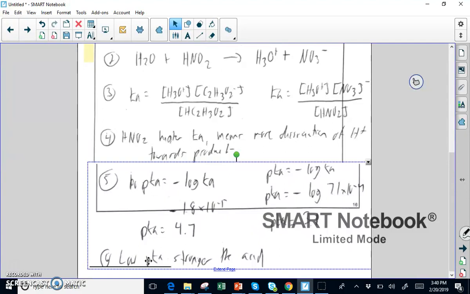One way to remember this is if you remember pH. The lower the pH, the stronger the acid. So that's the same thing with the pKa.